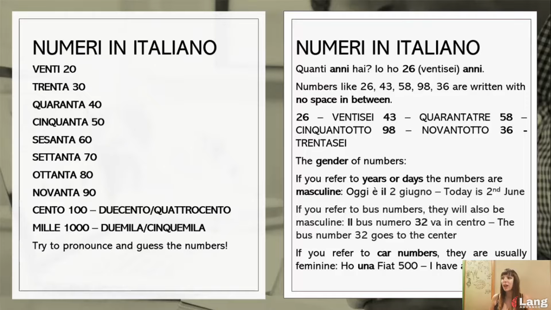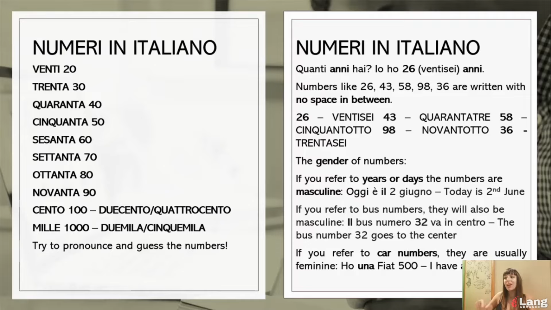Attention to 60 and 70 because they can be confused. 60 is sessanta with one S, and 70 is settanta with double T. Okay, so attention. So it will be 20, 30, 40, 50, 60, 70, 80, 90.